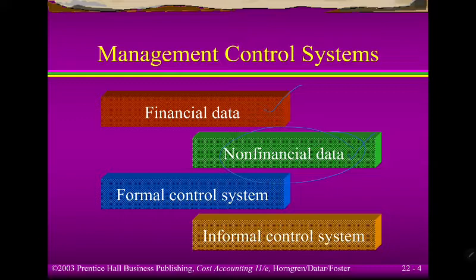Then how about formal and informal control system? Well, when you talk about a formal system, syempre, this has guidelines. It has policies and procedures that you can actually follow. It tells us what are the expected output, what processes should be followed.